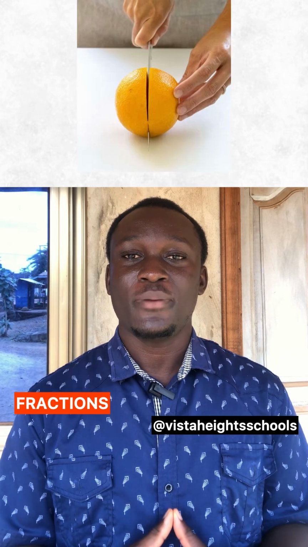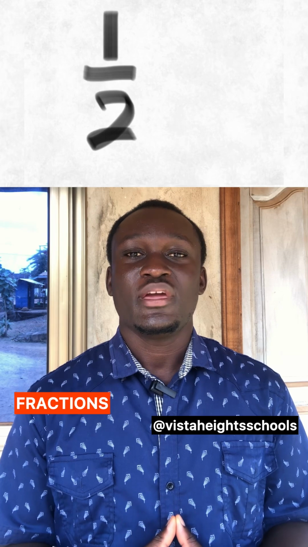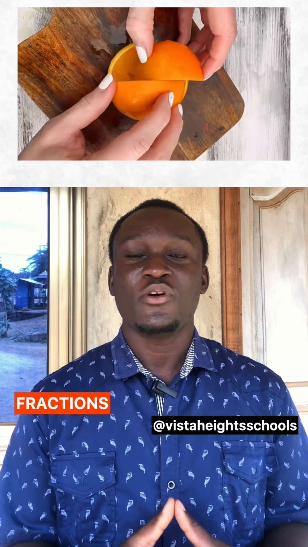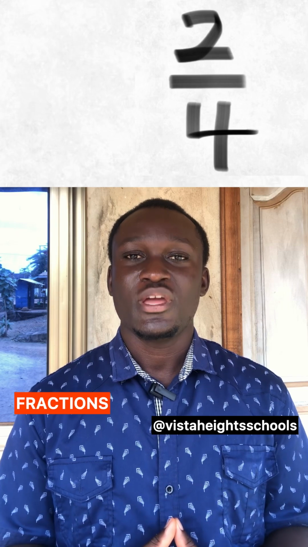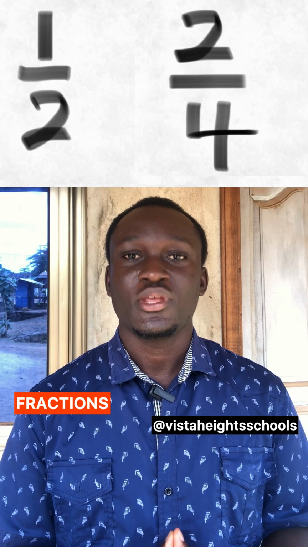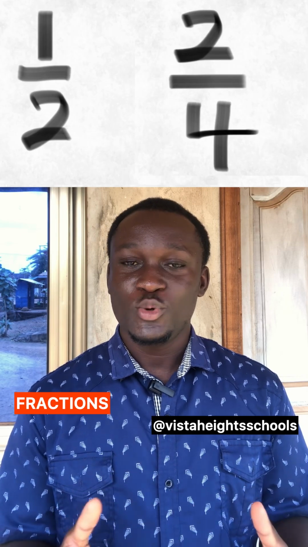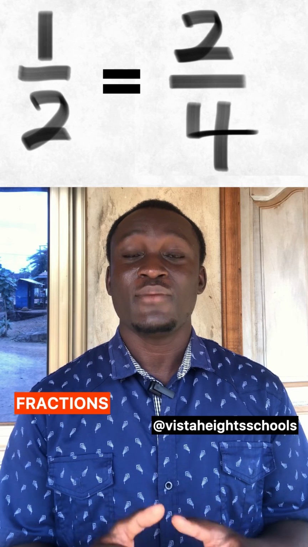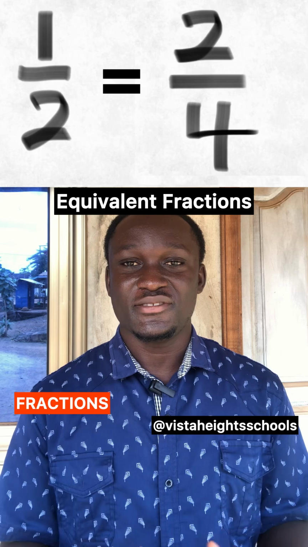Example 1. If I cut one orange into 2 equal parts and I take 1, that's 1 out of 2. If I cut another orange into 4 equal parts and I take 2, that's 2 out of 4. Now write both in your jotter. Now compare 1 over 2 and 2 over 4. They look different, but they are actually the same amount. We call them equivalent fractions.